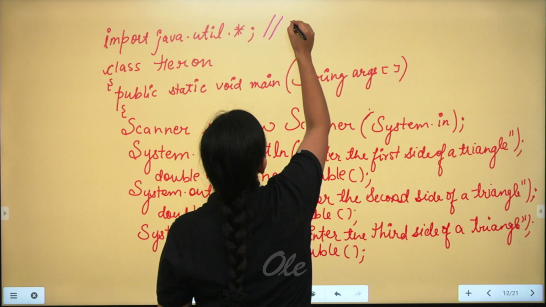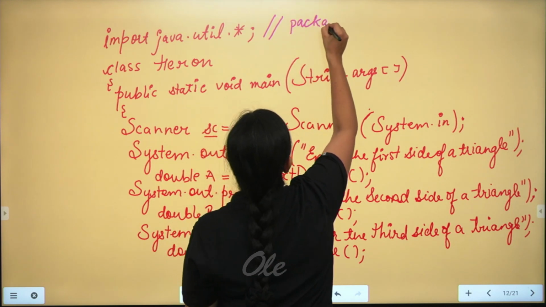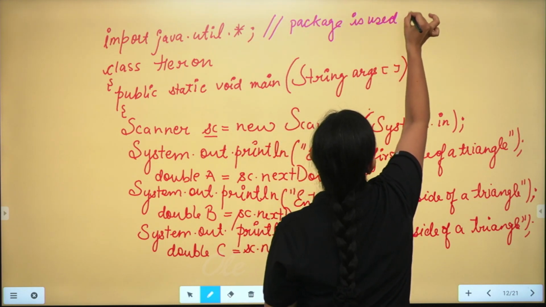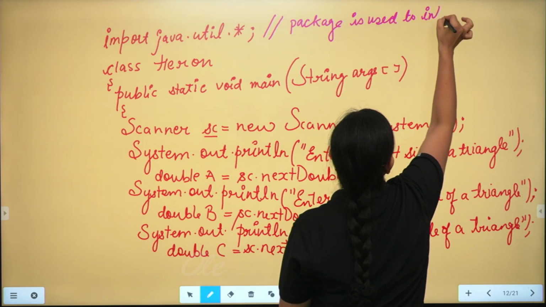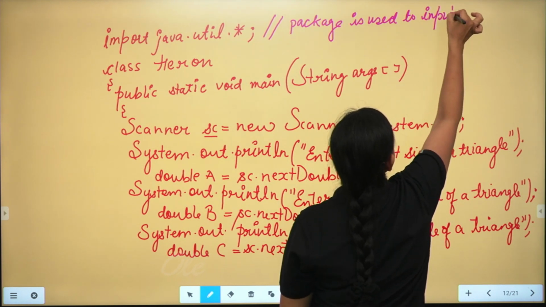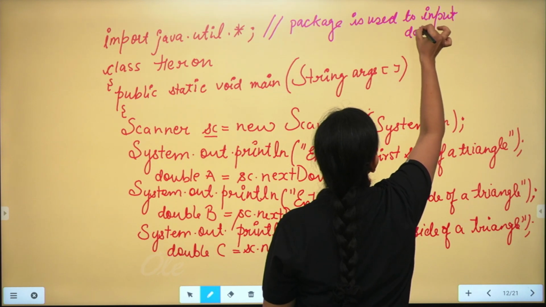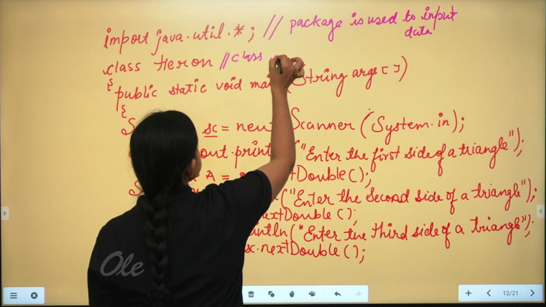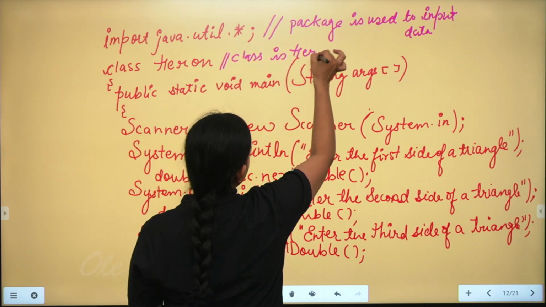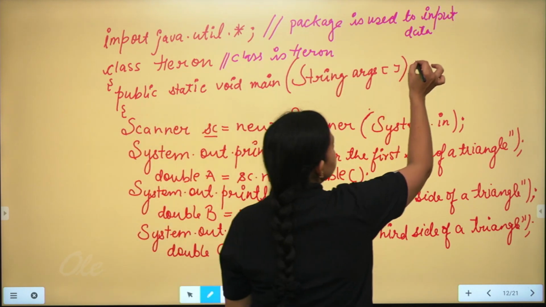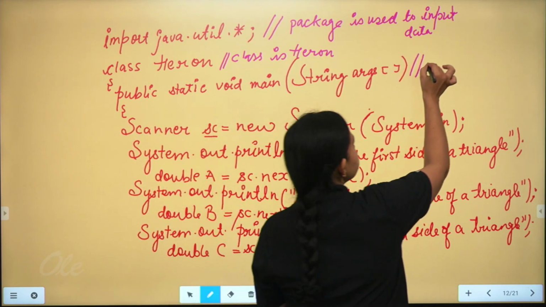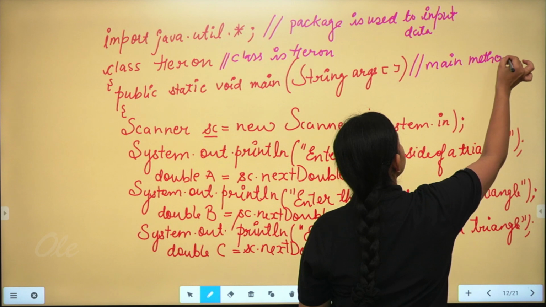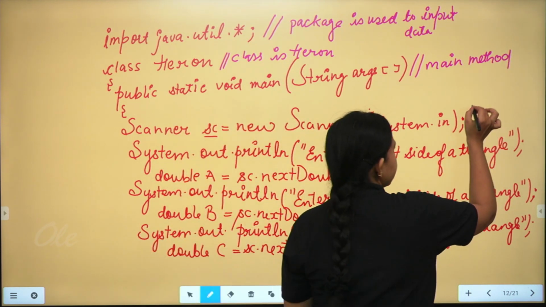So, the package is used to input data. Now, class name is Heron, followed by the main method. This is the scanner class object.